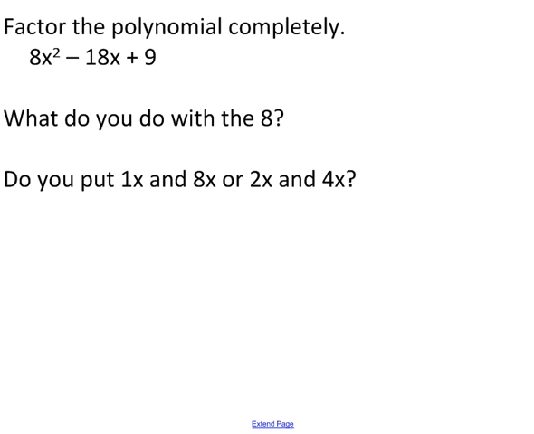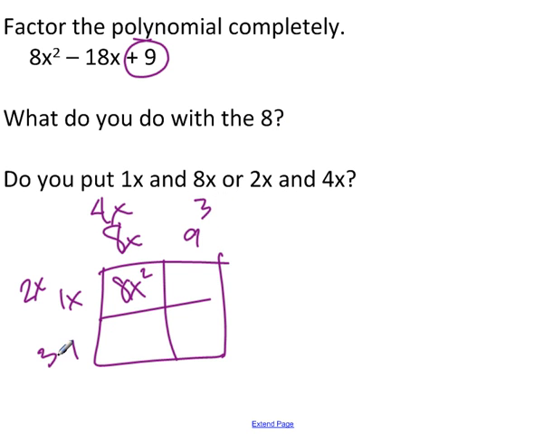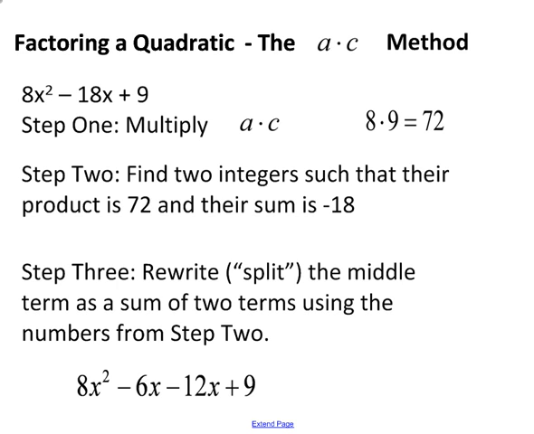And if you're sitting here trying to do a box method with that, not only do you have either 8x and 1x to try to get your 8x squared here, you got your 4x and your 2x. Then you've got to worry about this. So you've got 9 and 1, 3 and 3. Well, maybe the 9 goes down here and the 1 goes up here. There's a lot of different possibilities to sit there and check and check and check. So we've got a method to just kind of work through it step by step and take care of that for us. Going to call it the AC method.